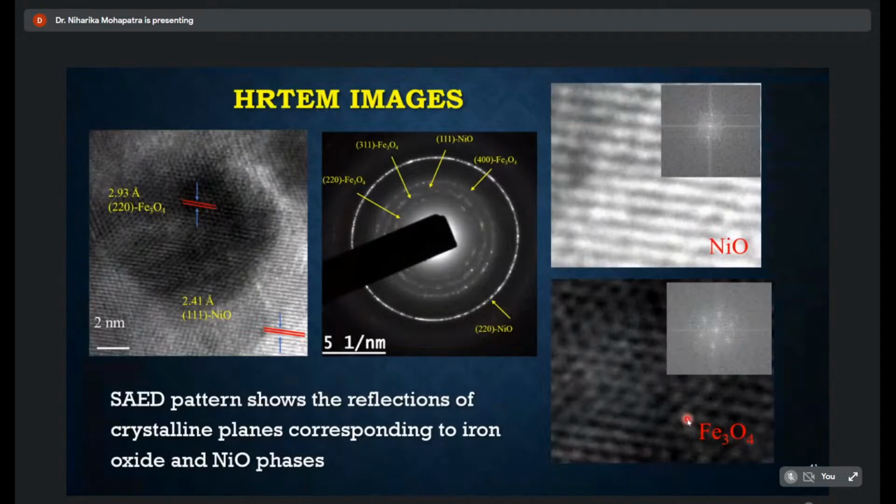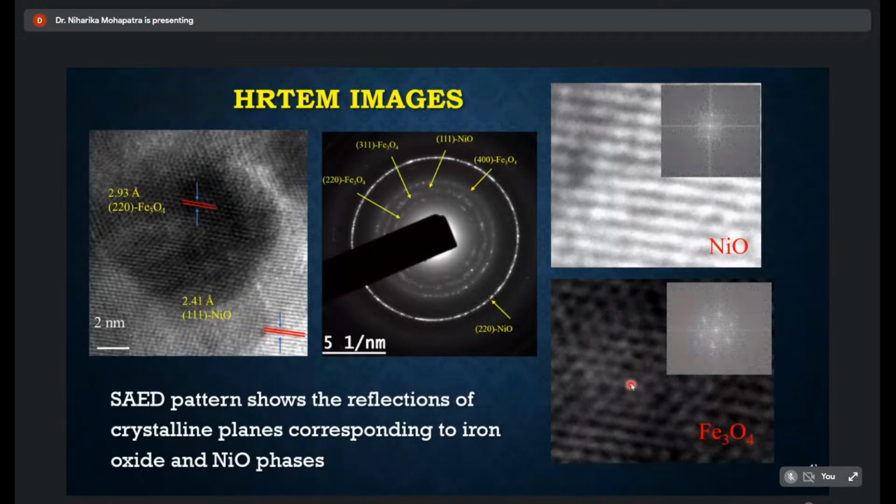To further understand and to identify that these are Fe3O4 and nickel oxide, we took a selected area electron diffraction pattern. From this pattern, we identify the planes. The planes we find here correspond to Fe3O4, whereas the outer layer planes correspond to the nickel oxide. So these are the individual patterns you can see.